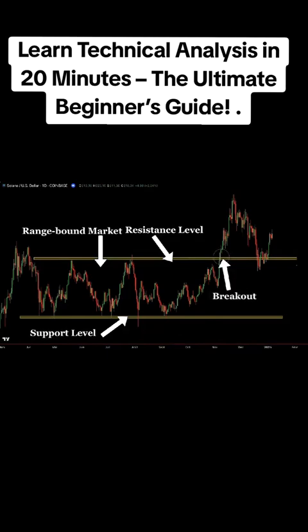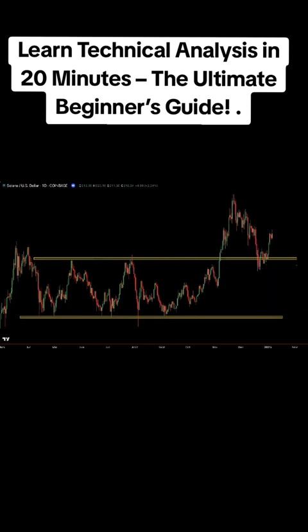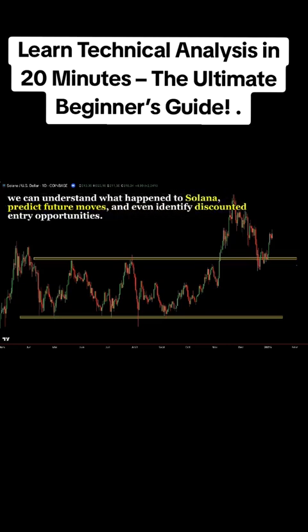After this breakout, the market went up, but then retraced back to retest the previous resistance level, which had now turned into support. Once the market reached this level, it was rejected, forming a clear doji candlestick pattern. After the doji, price continued to move upward. For long-term investors, the best entry would be to wait for the market to retrace back to this support level again. Otherwise, entering a trade at these higher levels is considered a premium entry, which carries higher risk and could cost you money. As you can see, by using just trend analysis, support and resistance, and candlestick patterns, we can understand what happened to Solana, predict future moves, and even identify discounted entry opportunities.